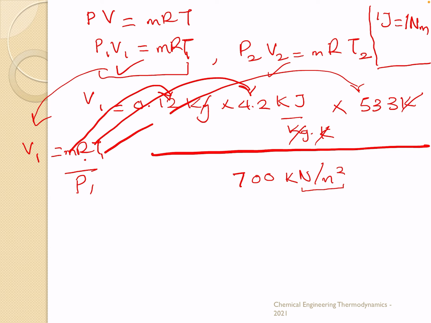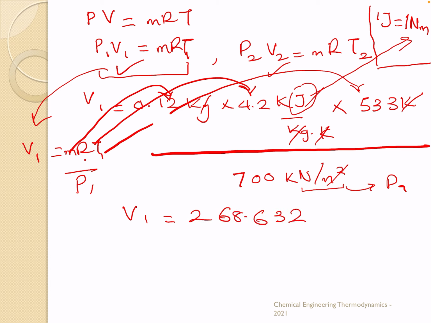This is the same thing as Pascal. And then this 1 joule, the joule here, can also be substituted to that. So if we do that, we can cancel those ones out. If we substitute those in, our V1 should then be equal to 268.632. So please try out those units there. I've skipped a couple of steps, but you can try it out and ensure that you're getting what I'm getting.